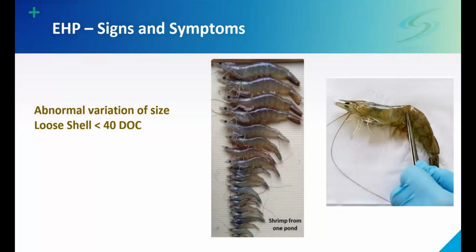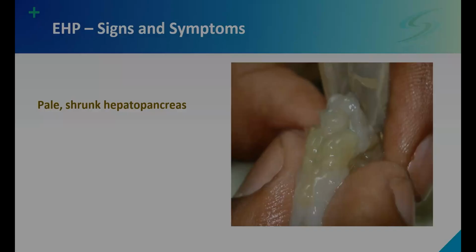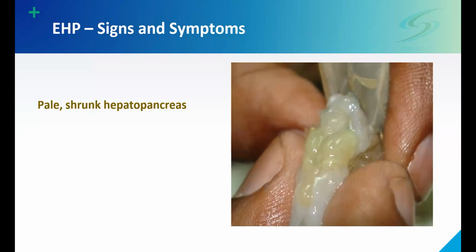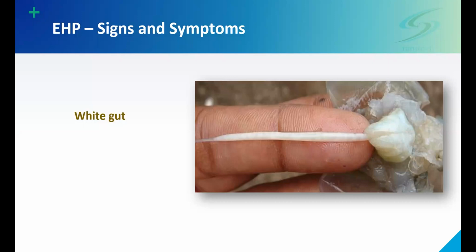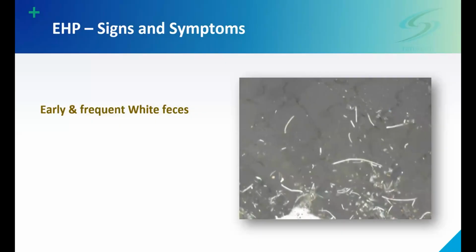And then size variation and loose shell. I think most of our farmers are well aware of this. If we have seen a lot of variation starting from the seed level and in the farm level, and early loose shell within like 30 or 40 days, you have to suspect and get it confirmed from the laboratory. When you open the animal, you can see that the hepatopancreas is pale and shrunken, and you can see a lot of white gut and white feces floating around.